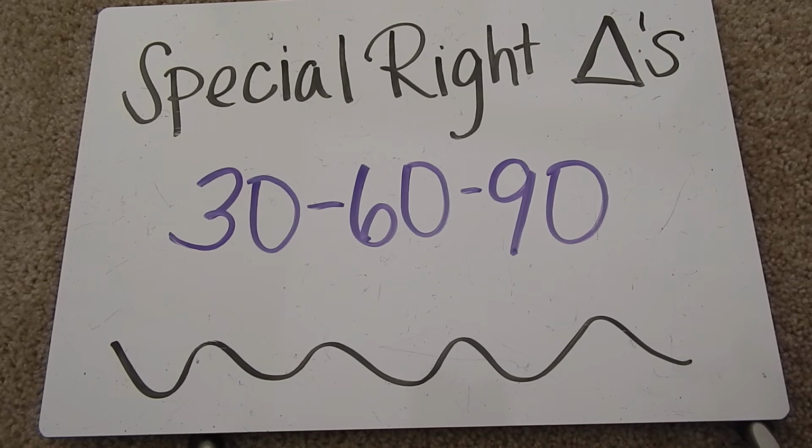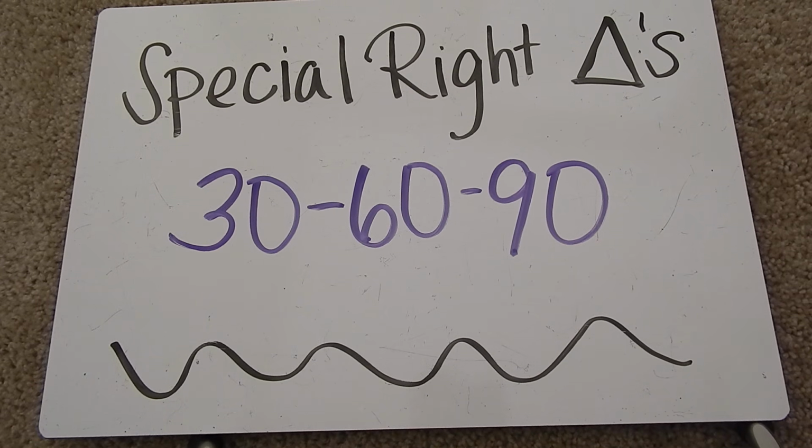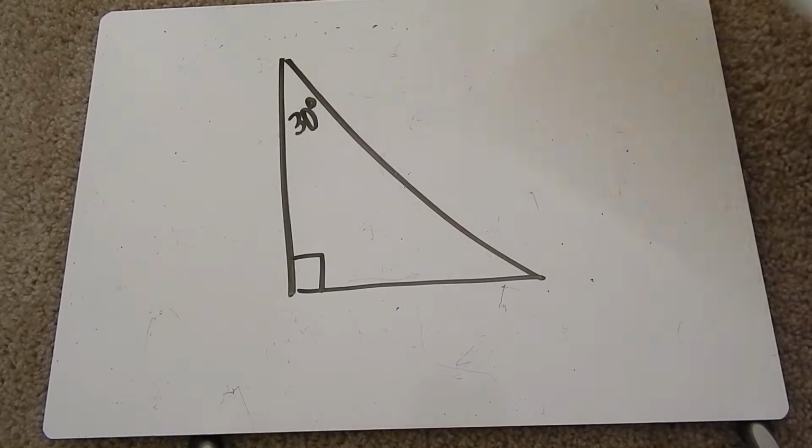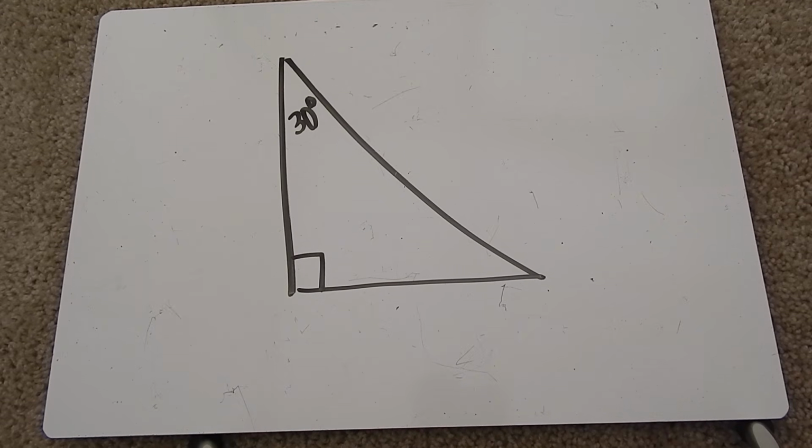Today's lesson is over special right triangles. There are two types of special right triangles, the 45, 45, 90 and the 30, 60, 90. Today we're going to discuss the 30, 60, 90 special right triangle. These triangles are special because they have a special pattern that we can memorize, so it's easier and quicker when we try to do these problems.